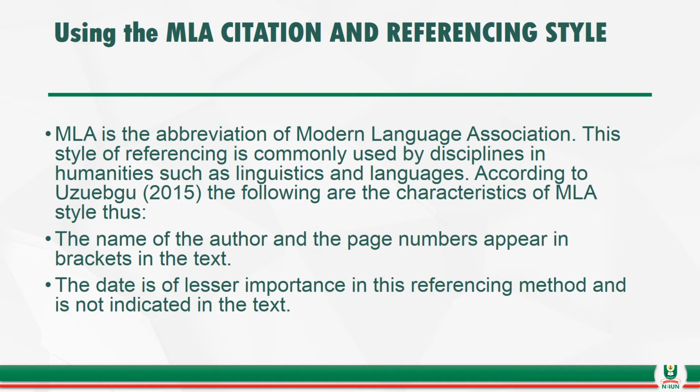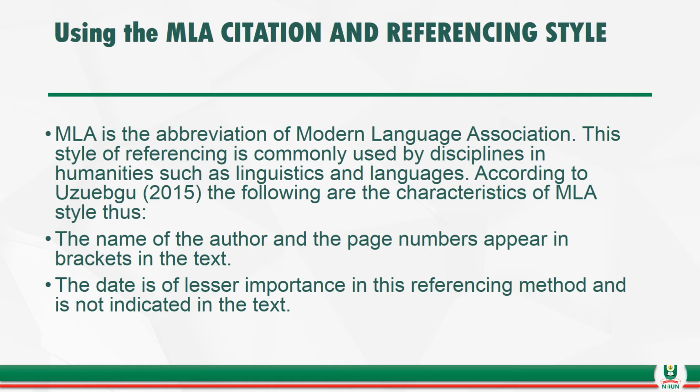And according to Uzebu 2015, the following are the characteristics of MLA style. Remember, we had discussed the other citation and referencing style, so I felt that let us also discuss the MLA. We had discussed the Chicago. And for our class activity, I picked Vancouver. In one of our class activities, we had picked the other citation and referencing style. So what are the characteristics of this MLA citation and referencing style?